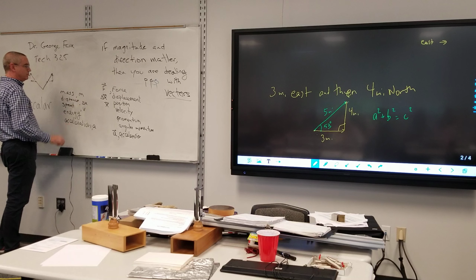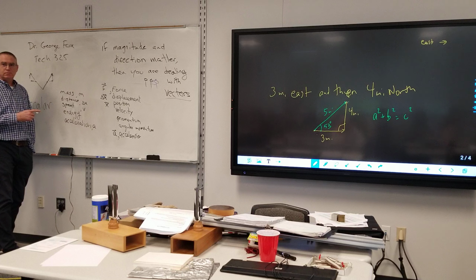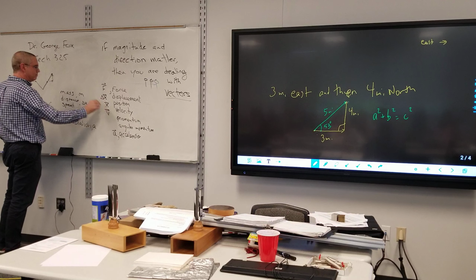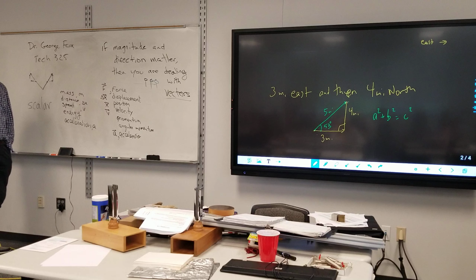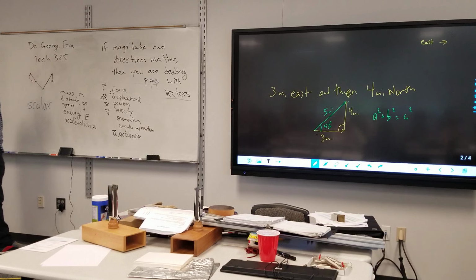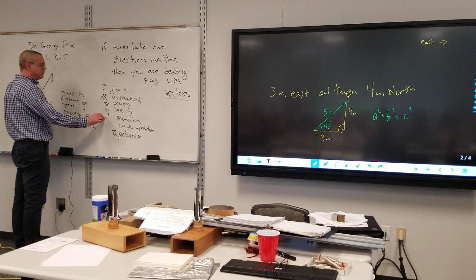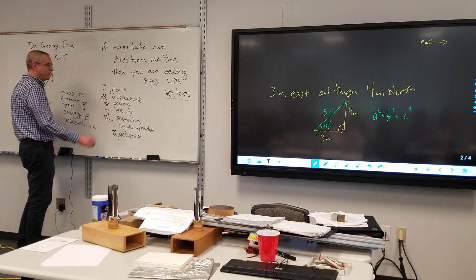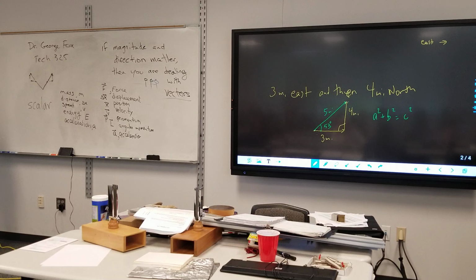Speed, v. Velocity, v with a vector symbol over it. Energy. Where did they come up with this stuff? Capital E. Momentum. We might ask, where did they come up with this stuff? P. Angular momentum, as you would expect, capital L. But all the vectors have vector symbols over them.